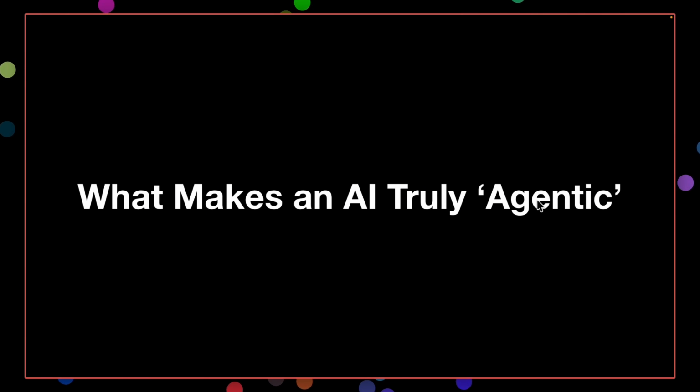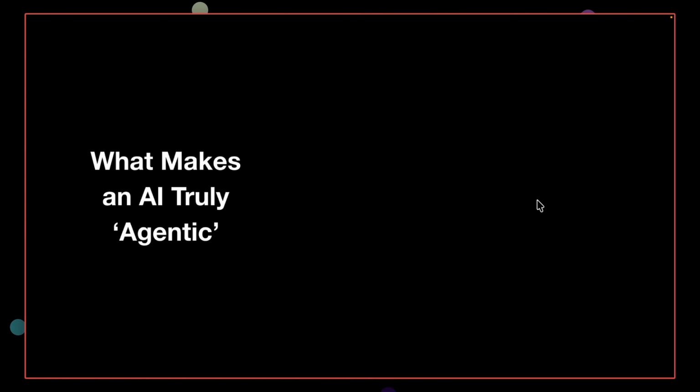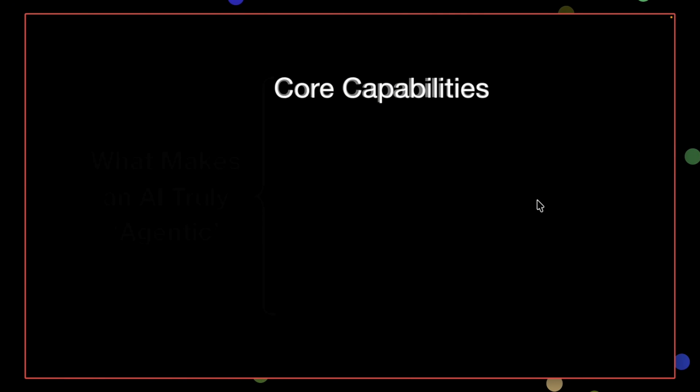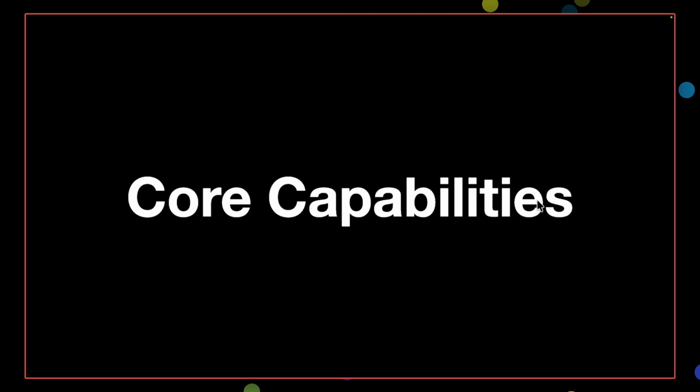So far, we have seen examples of agentic AI in action. But what actually makes an AI system truly agentic? In order to make an AI system an agentic system, there are five core capabilities. Let me explain them one by one. I'll just list them down, and as we progress, I'll deep dive into these core capabilities.